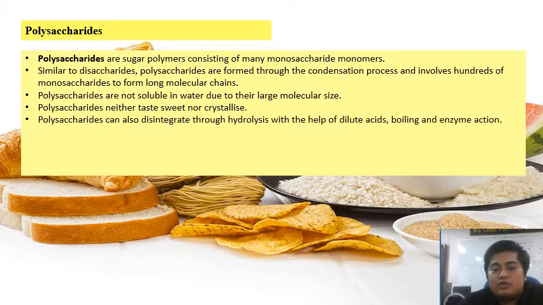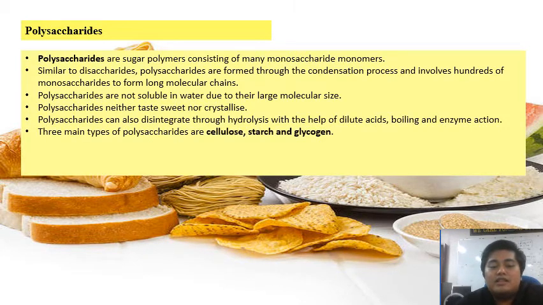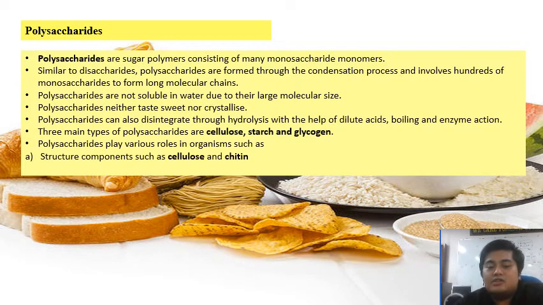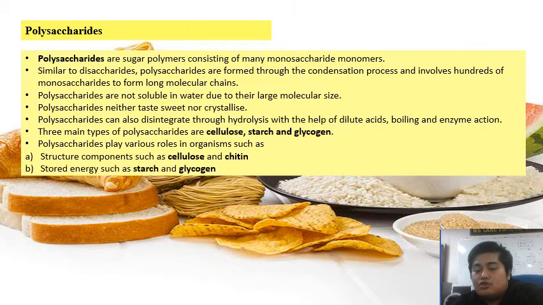So polysaccharide can also disintegrate through hydrolysis with the help of dilute acid, boiling and enzyme action. So these three are the main types of polysaccharide, which are cellulose, starch and glycogen. So polysaccharide play various roles in organisms, such as first, structural components such as cellulose and chitin.